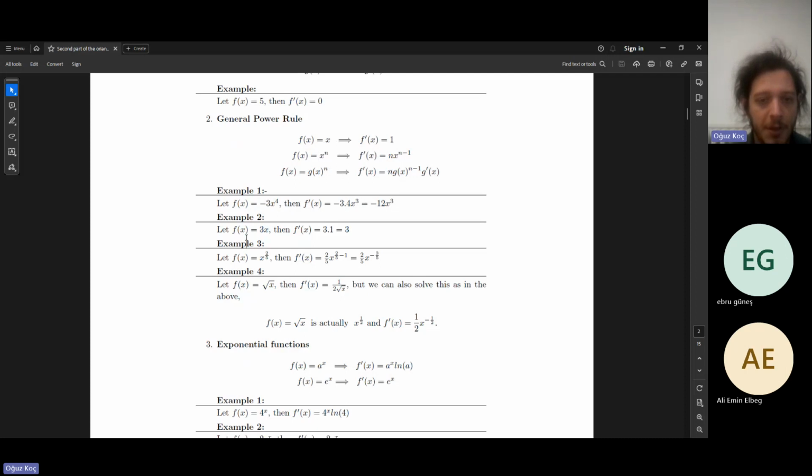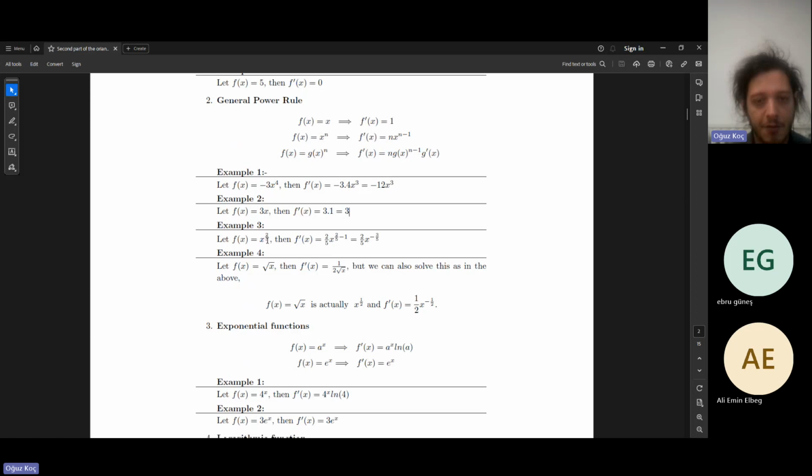And also we have a function 3x. If you want to take the derivative of it, we already know that if you take the derivative of x, where the power is equal to 1 here, it becomes just 1, and then we multiply by the term's coefficient, and then we finally get 3.